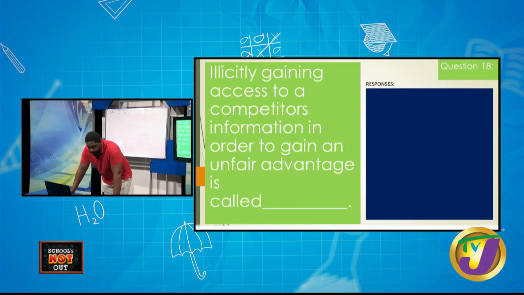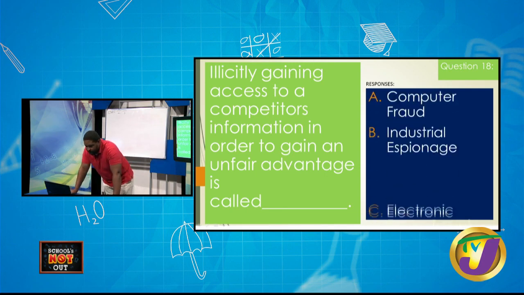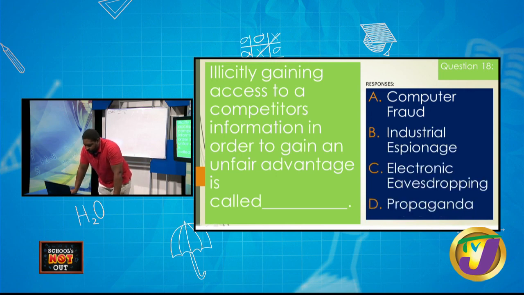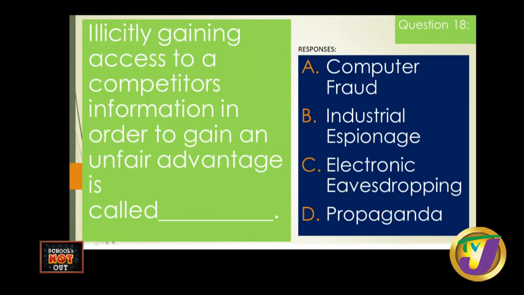Question 18. Illicitly gaining access to a competitor's information in order to gain an unfair advantage. Sounds like James Bond's doing. I'm kidding. Computer fraud, industrial espionage, electronic eavesdropping, propaganda. So of course we see there's a repetition of the answers, but there's a change of the question itself, and this sometimes is common, and it's just a matter of you knowing what the definitions are.